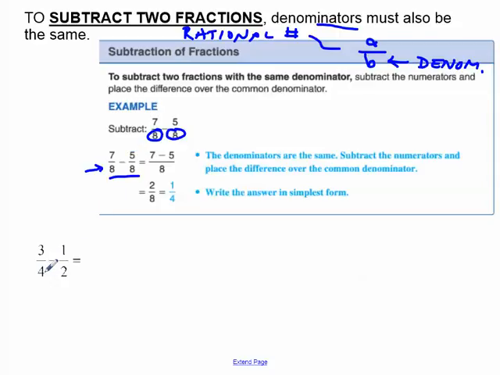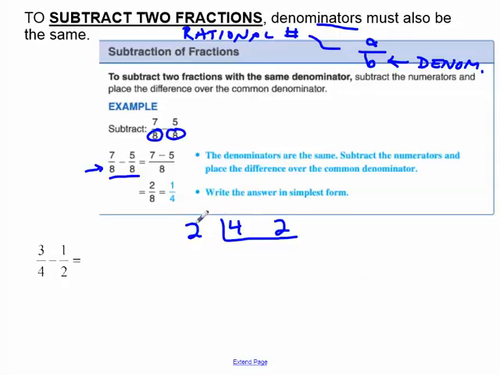But if the denominators are not the same, 4 and 2, we've got to figure out what our lowest common denominator is, or lowest common multiple of 4 and 2. We could probably say that it could be 8. Oh, wait, it could be something different. So let's see if we can use the cake method to determine the lowest common multiple of 4 and 2.